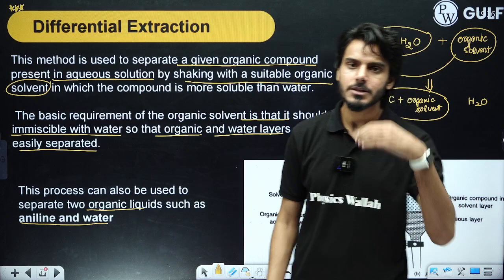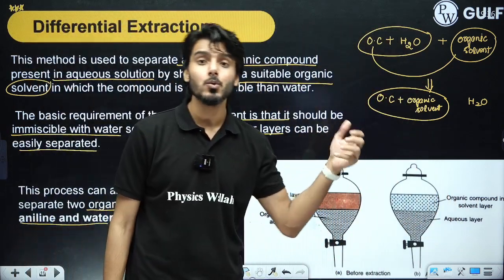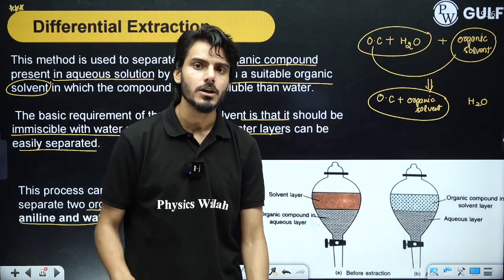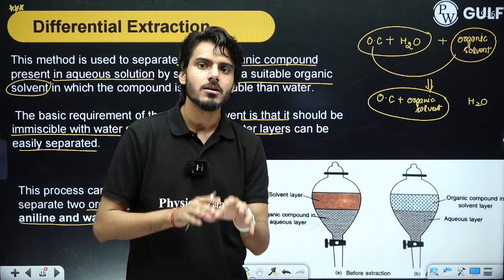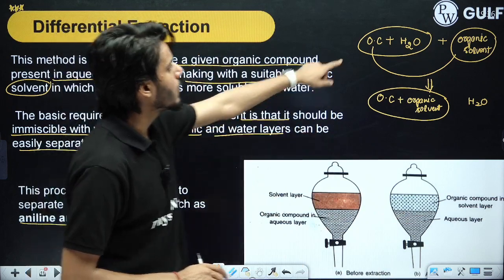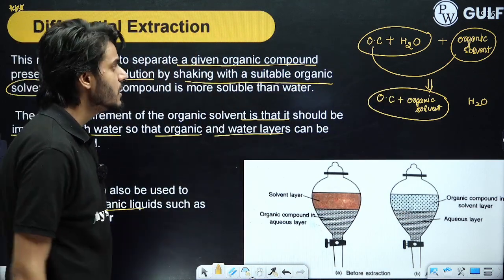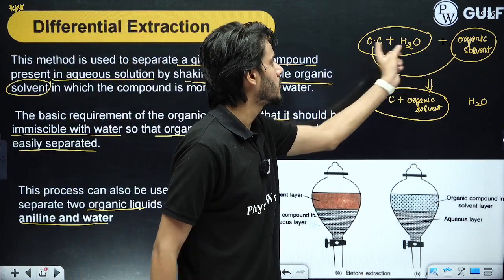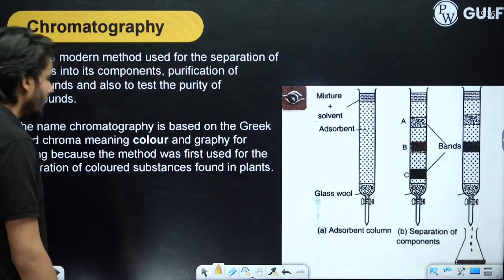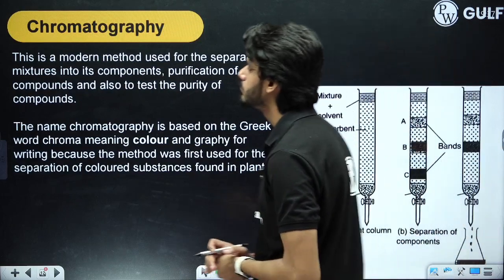Everything is okay? So in differential extraction, you have an aqueous solution of an organic compound, and you will add an organic solvent into it, in which the organic compound is more soluble than in water. You will shake the whole thing together, and because of that shaking, the bonds will break up, and the organic compound will get dissolved in the organic solvent rather than in water, because the solubility of the organic compound in the organic solvent is higher. Clear? All right, then let's move to the next and the last technique of purification.